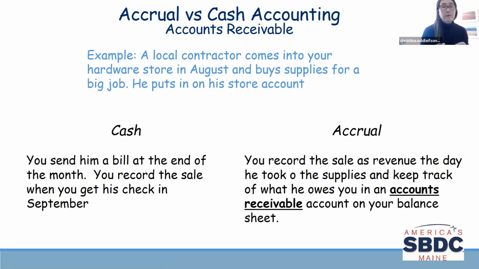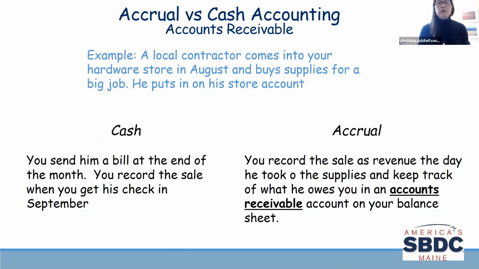This is an example that would probably never actually happen, because anybody who allows people to use house accounts or store accounts would be following accrual, but we're going to just use this example for demonstration. If you own a small hardware store in your community and a contractor comes in and buys a bunch of supplies for a big job, you let him put it on his store account. If you were following a cash methodology, you'd send him a bill at the end of the month, and then he'd write you a check and send it back probably in September, and then you'd record the sale.